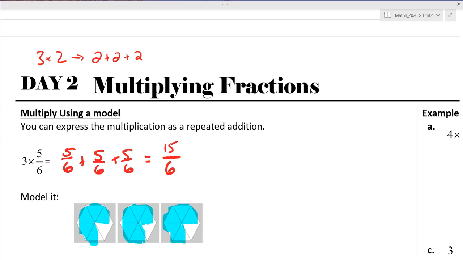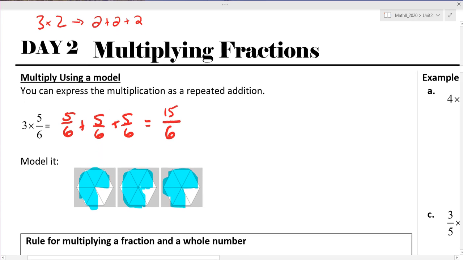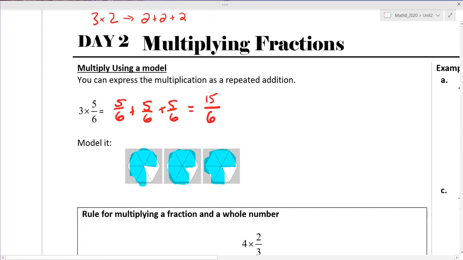So wait, do you only times the top number then? Yeah. So when we do this as a multiplication, we don't have to do the addition. Yes, Gordon? So would you turn it into a mixed fraction? Yeah. Not yet. I'll talk about that later on, okay?